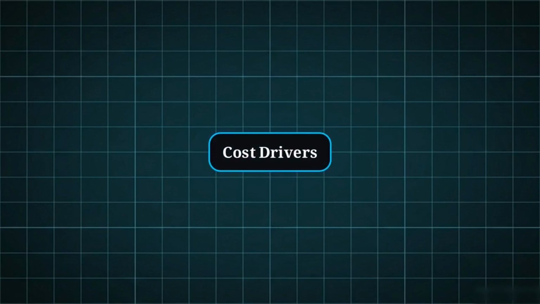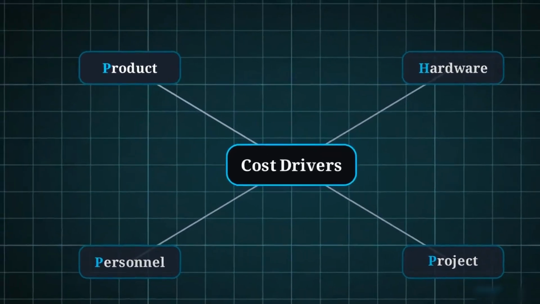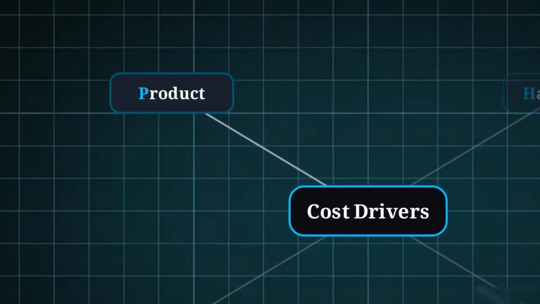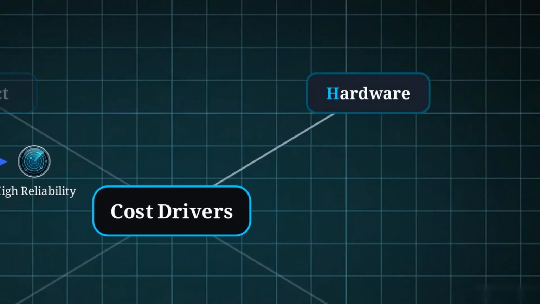A software project has dozens of variables. To make estimation manageable, Boehm grouped all possible cost drivers into 4 major categories. You can remember them with the acronym PHPP: product, hardware, personnel, and project. Product attributes describe the characteristics of the software itself. Building a standard calculator app requires normal reliability. But building air traffic control software demands very high reliability and extensive testing.